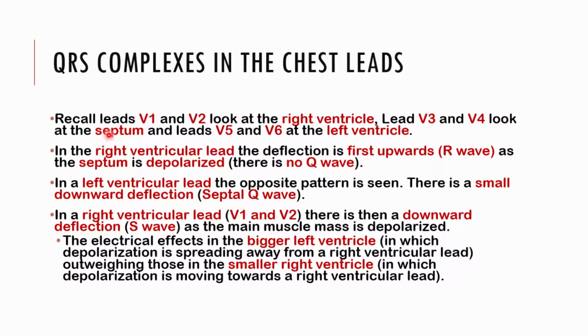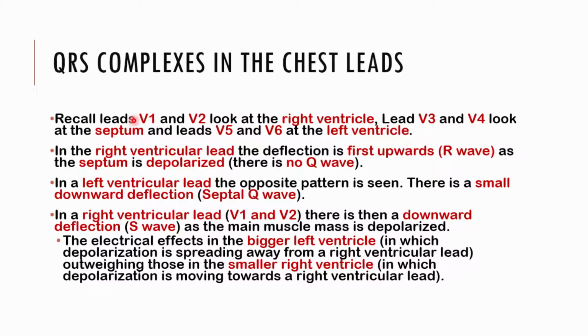So like I told you, remember leads V1 and V2 are pretty much going to be looking at the right ventricle. Then leads V3 and V4 are pretty much going to be looking at the septum. Then leads V5 and V6 are pretty much going to be looking at the left ventricle. Okay, so keep these principles in mind.